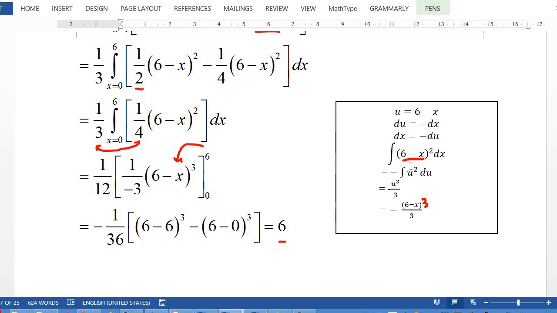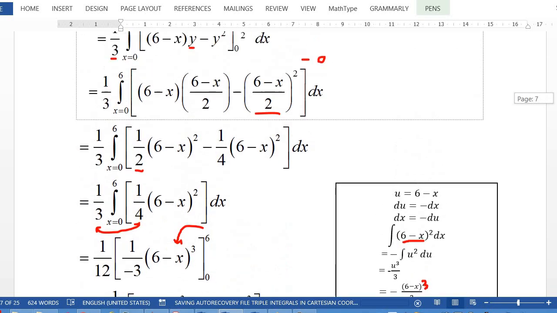This is using the substitution technique, or you may use your scientific calculator to integrate 6 minus x squared dx from 0 to 6. You get, just now, the answer is 72, and then because we have here 1/12, divide by 12, you get the answer 6.